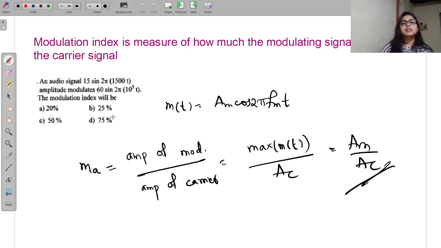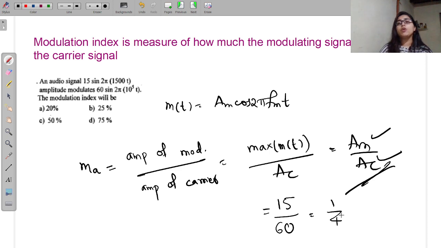Okay, so now see this. An audio signal 50 sin 2 pi 1500t amplitude modulates 60 sin 2 pi 10 to the power 5t. The modulation index will be, and you have already seen it is Am by AC. So what is Am? It is 15, AC is 60, 1 by 4 that is 0.25, which is equal to 25%. 25% will be the answer for this.